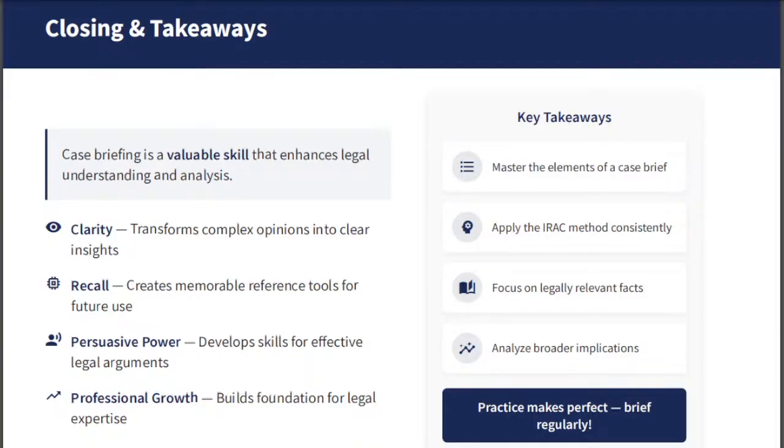That said, the key takeaways here are: master the elements of a case brief. Apply the IRAC method consistently. Focus on legally relevant facts, not the irrelevant matters. Stay focused. And analyze the broader implications. Again, the societal impacts and public policy. Practice makes perfect. Brief regularly. And we could probably even say that perfect practice makes perfect, actually. So brief properly. And hopefully from this presentation, you'll be able to do such.